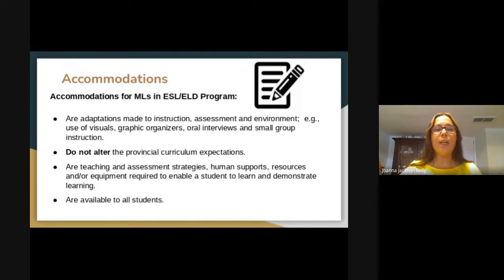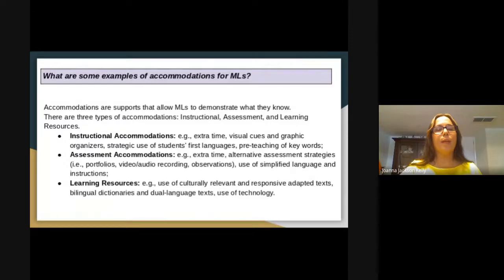They are teaching and assessment strategies, human supports, resources, and/or equipment required to enable a student to learn and to demonstrate learning. And accommodations are available to all students. Some accommodations are instructional, assessment, and learning resources, as indicated on this slide.